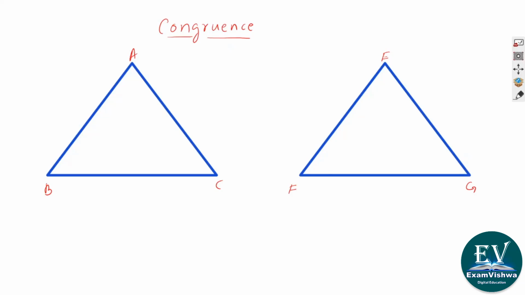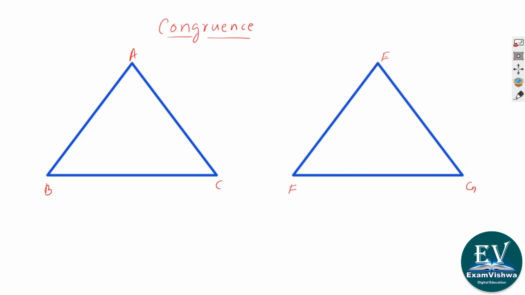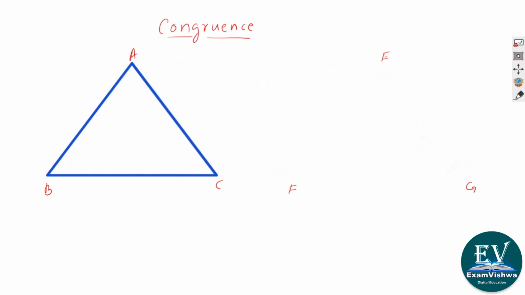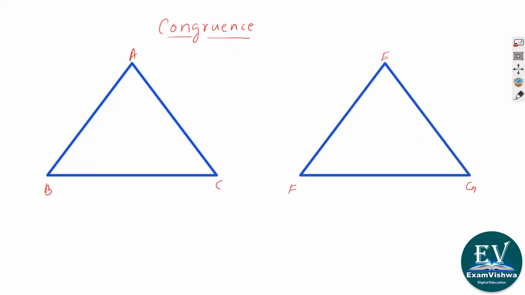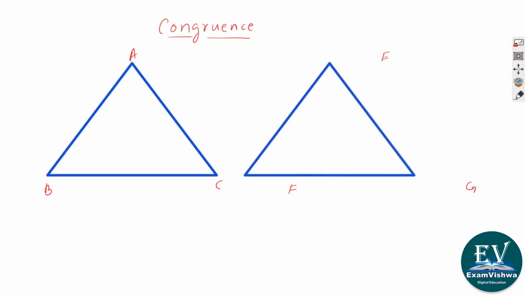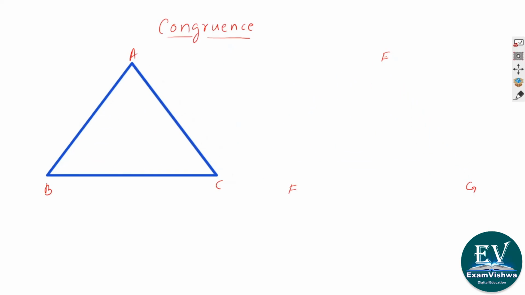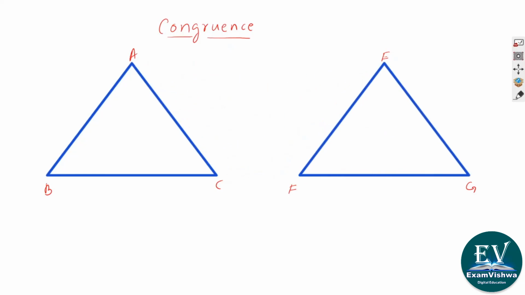Further, I should lift the triangle and keep one on the other so we can understand whether it is matching or not. Let me do that. It is perfectly matching. Such triangles which match each other, which fit one on the other, we call such triangles congruent triangles.